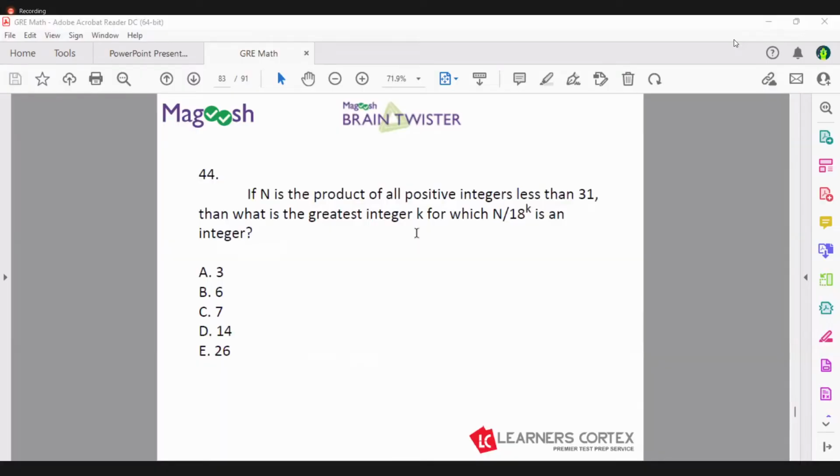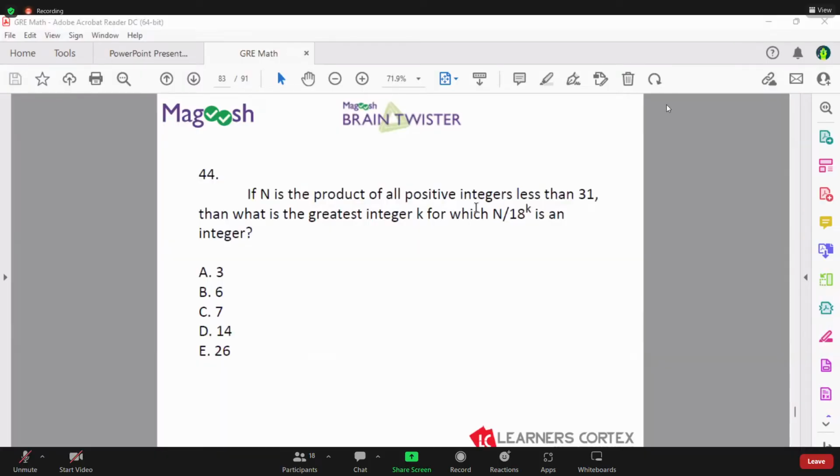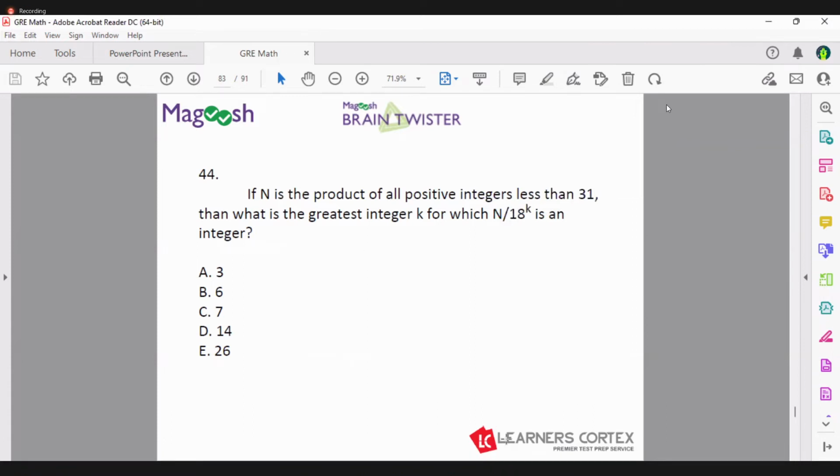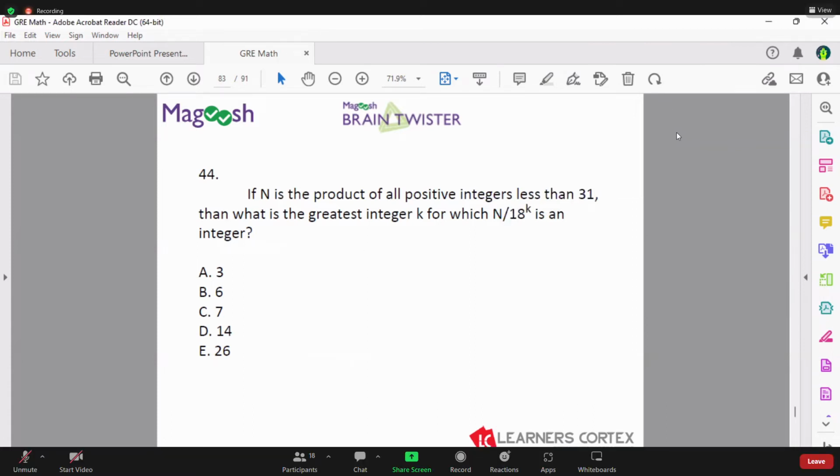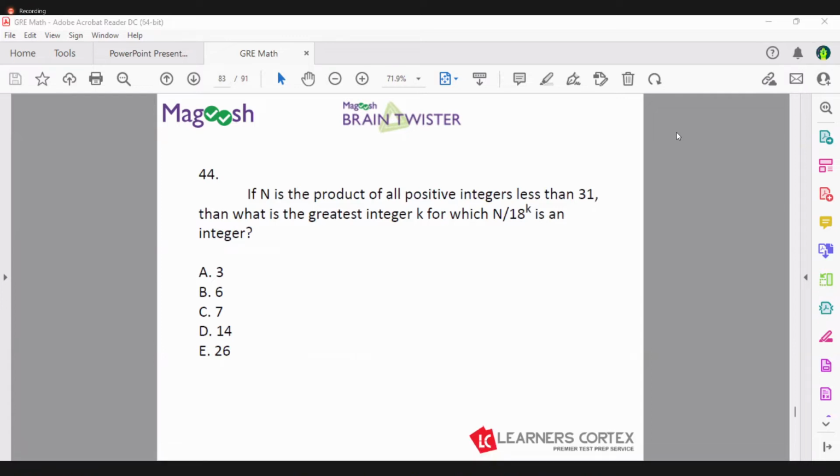What is the greatest integer k for which n upon 18^k is an integer? This is an interesting question. I'll actually give you all 2 minutes to think over it.